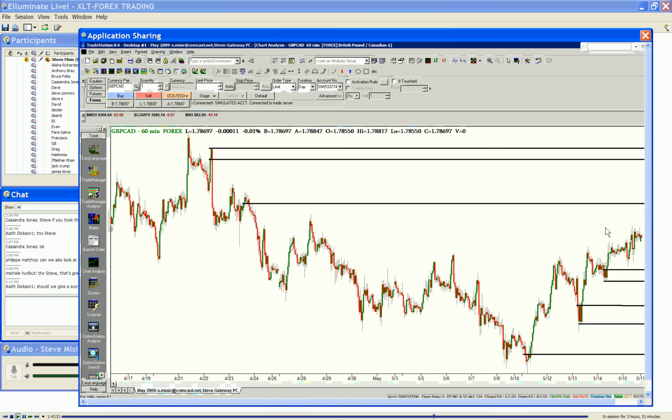Keith says, should we give a score for wicks at our level for the odds enhancers total? Absolutely, Keith. Wicks definitely will be a game changer, or make you consider or not consider a level at all. So in other words, if you see these big wicks like this and you see all of this risk you're going to have to take on, even though it looks really good, I would never use a limit order here. I'd use a confirmation entry, and I might want to go inside this thing and look for some smaller area to actually take a trade.